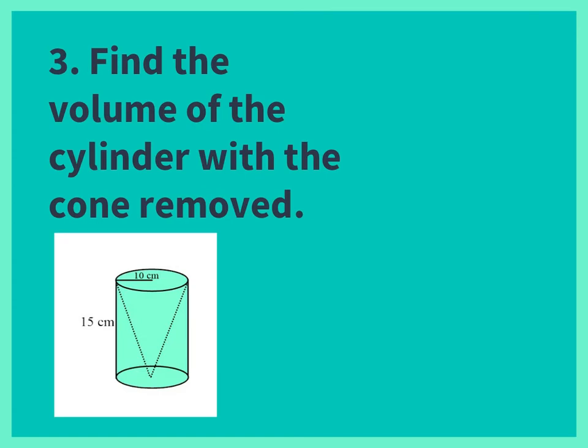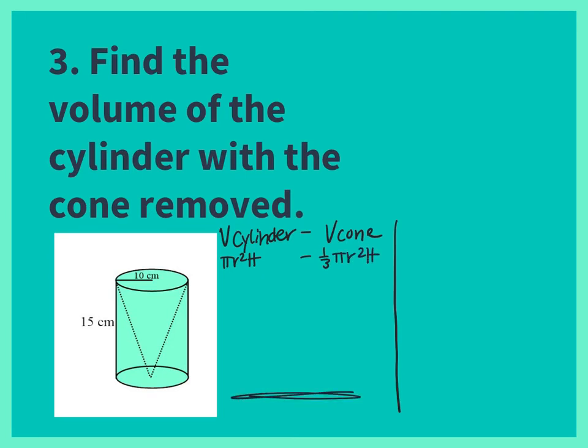For example number 3, it says find the volume of the cylinder with the cone removed. There are 2 ways to solve this one. The first way is you could use the volume of the cylinder, and you could find the volume of the cone, and then you could subtract them. So you'd use pi r squared h minus 1/3 pi r squared h, and you would do all the math and simplify down here to get your final answer.